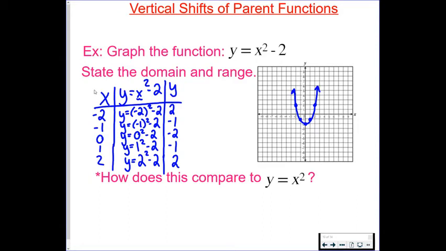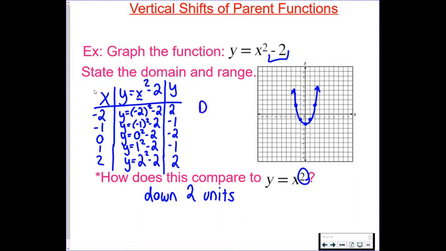Okay, how does this graph compare to y equals x squared? Well, let's think about it a minute. This parent function matches which one on the front side of your notes today? Right, the quadratic. So it's very similar to the quadratic function, but the minus 2 tells me to shift down 2 units. Okay, that's what it literally did. It took the whole graph, every ordered pair of the parent function, and just moved it down 2 units.